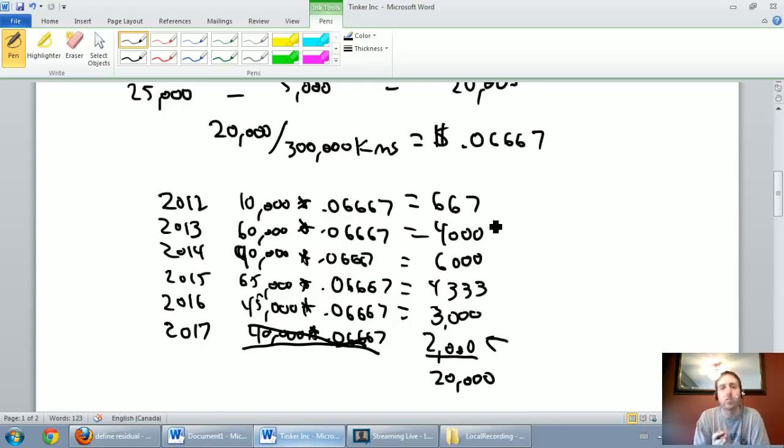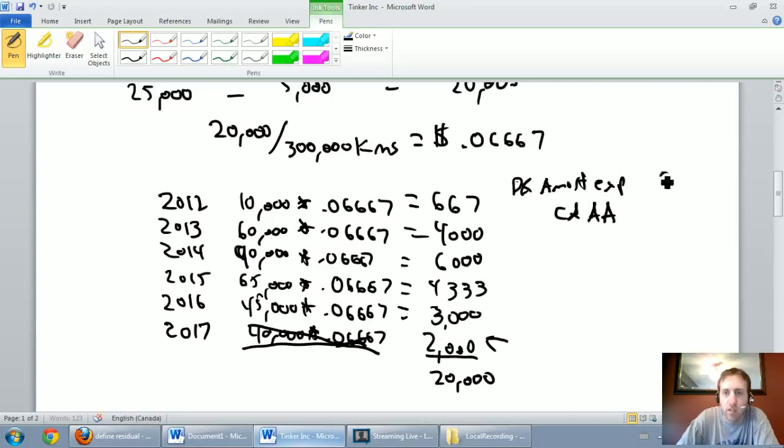Again, I don't want you to lose sight of the fact that these lead to journal entries, right? So in 2012, my fiscal year end, I'm going to debit amortization expense and credit accumulated amortization for 667. And I always find my students lose sight of the fact that there's journal entries tied to all of this work. Don't lose sight of that. That's the amortization entry. That's all for this video.